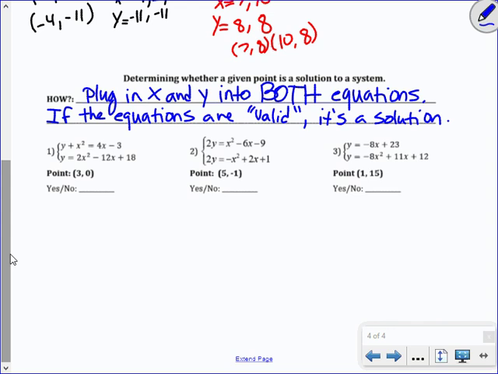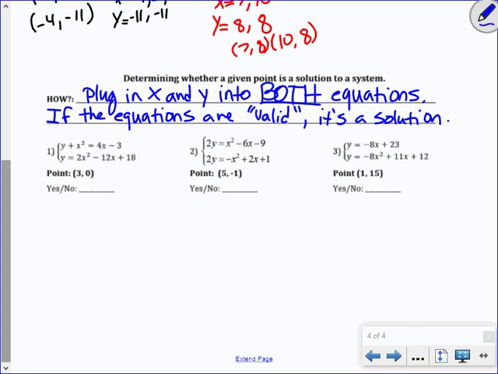If you get something like 2 equals 7, is that a valid equation? Then those x's and y's didn't work. Okay, so that's what we're after. And you have to check for both. If you plug it into one equation and it works, you also have to plug it into the second equation and make sure it works, because it has to work for both equations to be a solution.